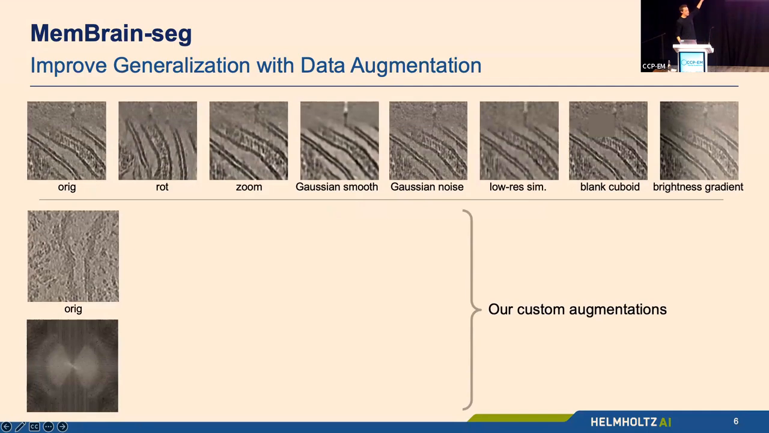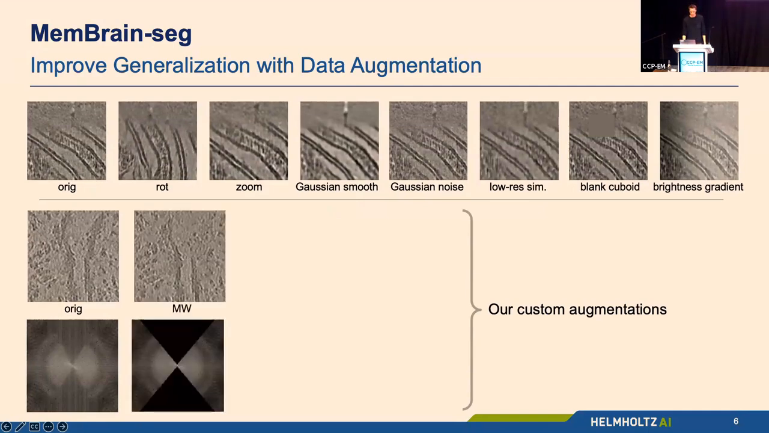So here you can see the patch together with its Fourier transform. And the first thing that we did was this missing wedge transformation, where we just randomly crop out a missing wedge in Fourier space, leading to also some densities in real space obviously disappearing. So there is this membrane which you can see in the original patch, but after this missing wedge transform, you cannot see it anymore. But because we know from the original patch that there should be a membrane, we still have the ground truth for that, so we can try to train the network to still fill in these areas, judging by the context.